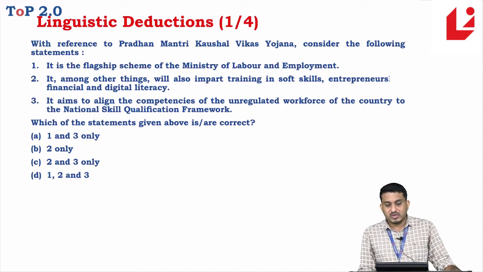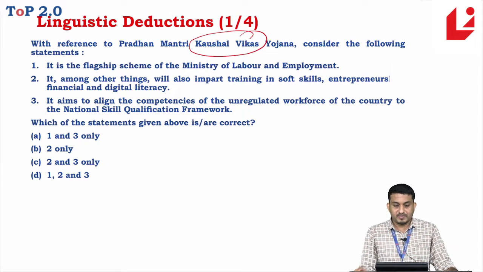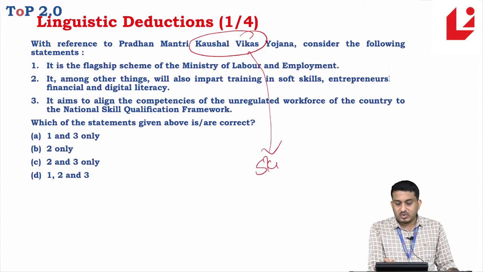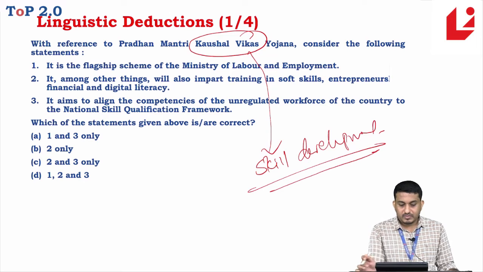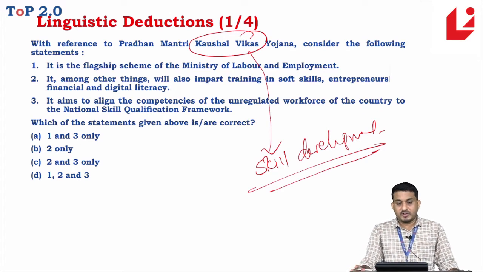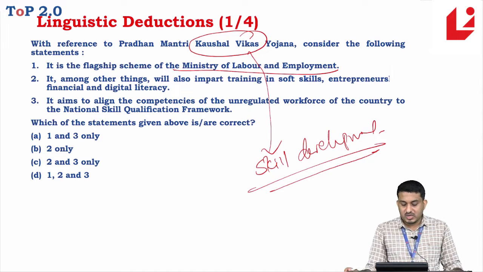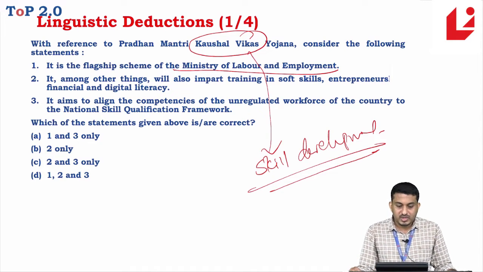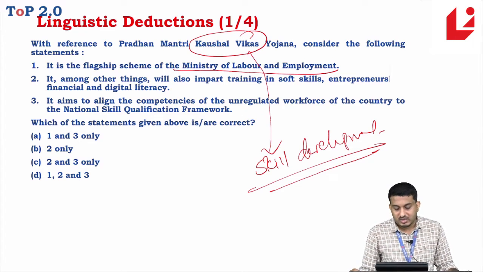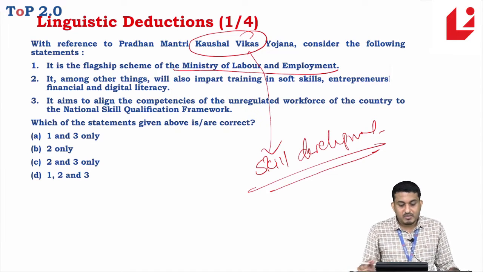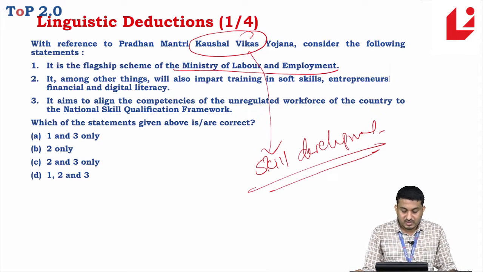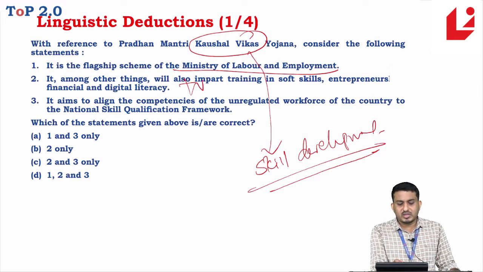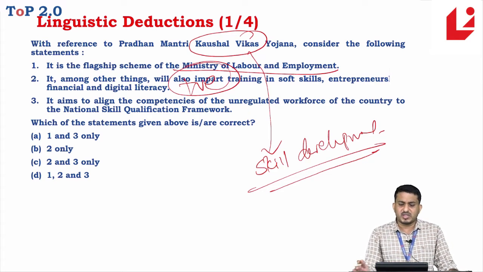With reference to Pradhan Mantri Kaushal Vikas Yojana, consider the following statement. Now Kaushal Vikas, what is Kaushal Vikas? Kaushal Vikas is skill development. So even if it is skill development, there is a ministry called Ministry of Skill Development and Entrepreneurship. So there is a high probability that this scheme is under what? Ministry of Skill Development and Entrepreneurship. Getting it? Now it, among other things, will also impart training in soft skills, entrepreneurship, financial and digital literacy. I told you scheme, it is what? It's a positive statement. Its outcome is positive, seems correct.